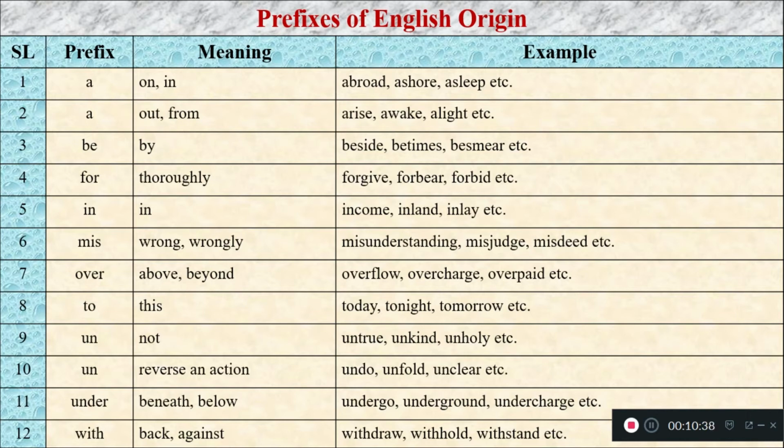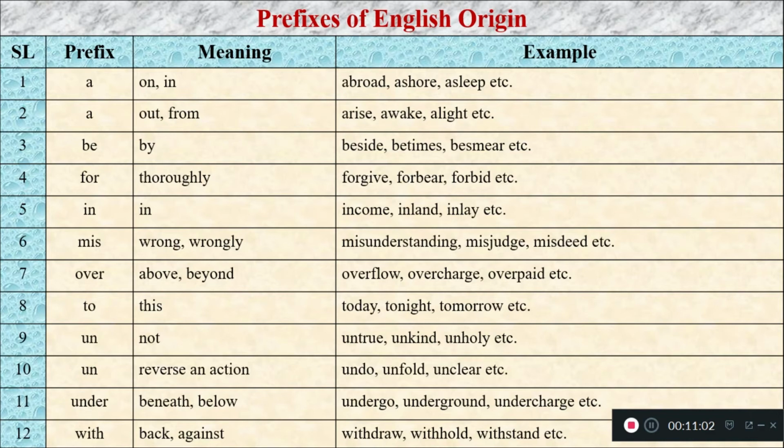The prefix for means thoroughly or completely. For example, forgive means to stop blaming completely. Forbear means to completely abstain from something. Forbid means not allowing to do something completely. The prefix in is used to indicate in or inside. For example, income means entrance. Inland means in the middle of a country.